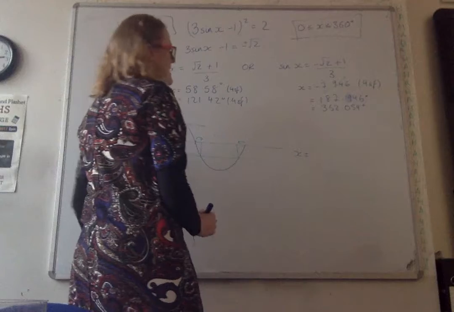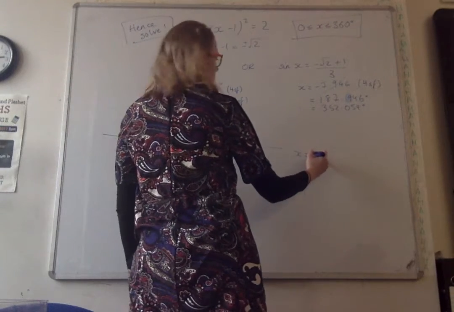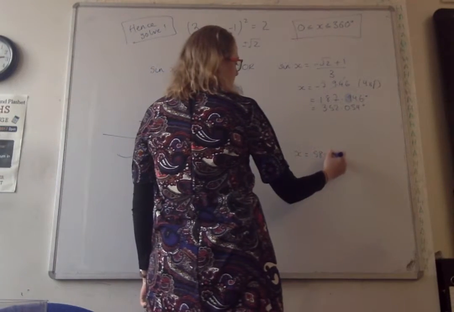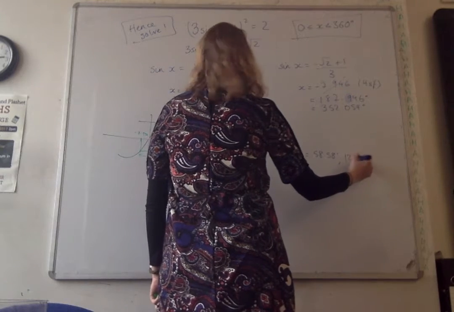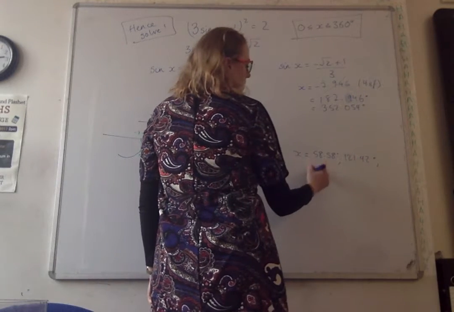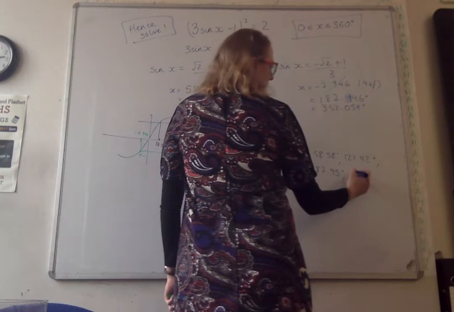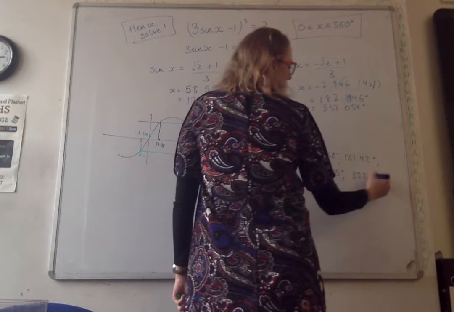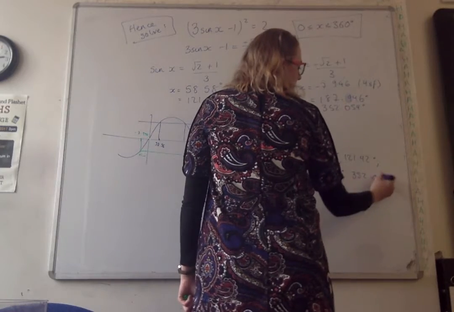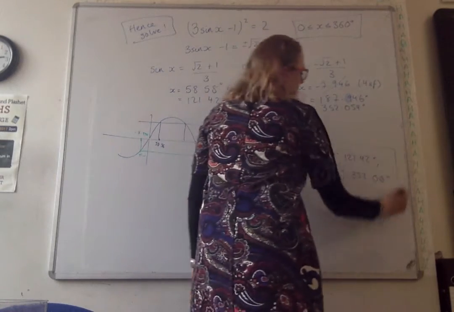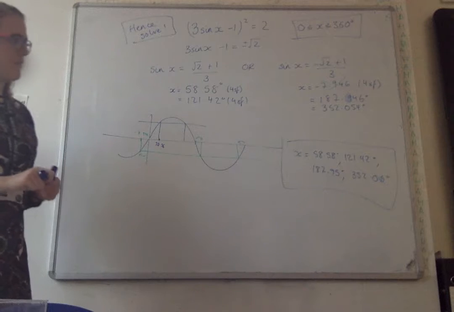So x in order of size is 58.58 degrees, 121.42 degrees, 187.95 degrees, and 352.05 degrees. So making that nice and clear what our final ones were.